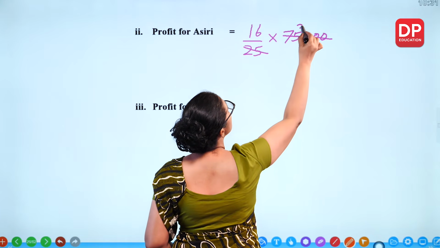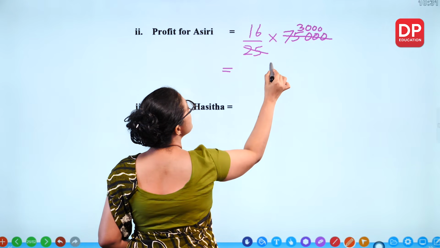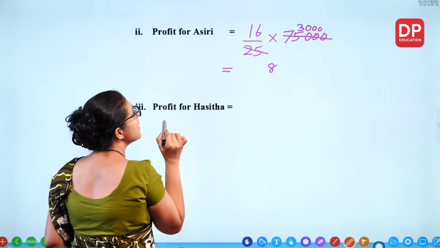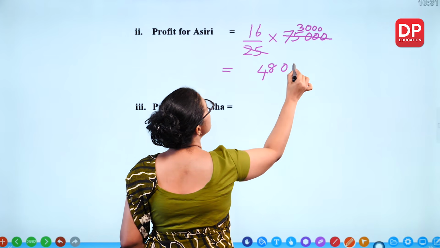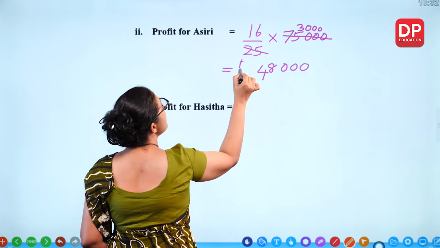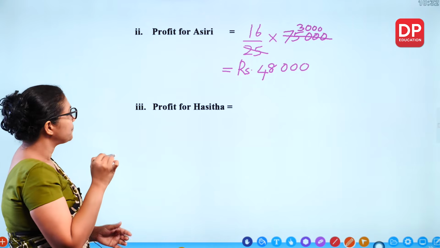25 times 3. Multiply by 3 first. 3 times 6, 18. 3 times 1, 3 plus 1, 4. And 3 zeros. So 48,000 is the profit for Asiri.